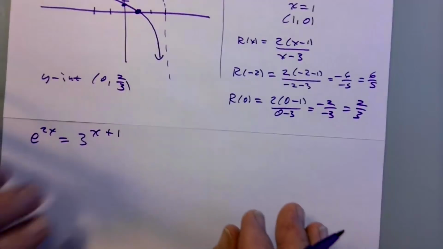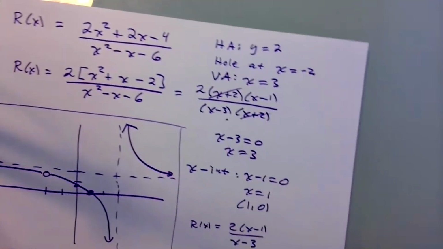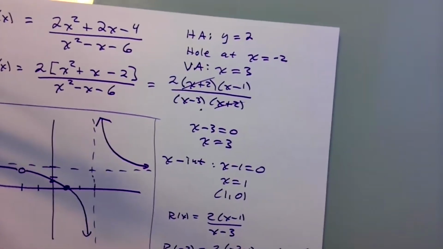Ryan asks, why was the HA 2? Let's reinforce that one more time before I go on. Why was the HA 2? Remember, give me the asymptotes in equation form.